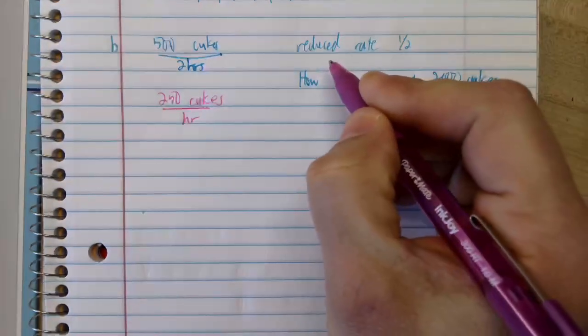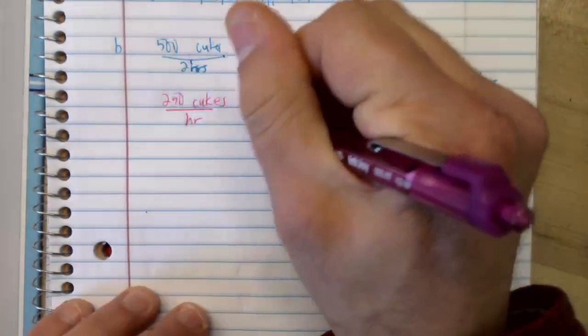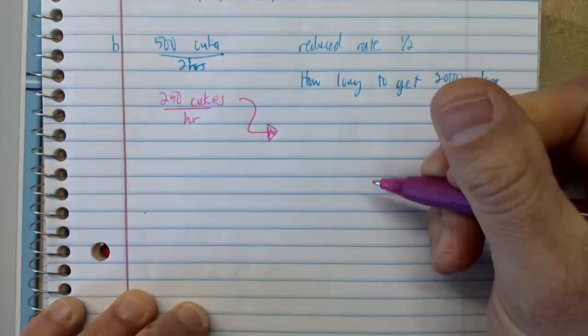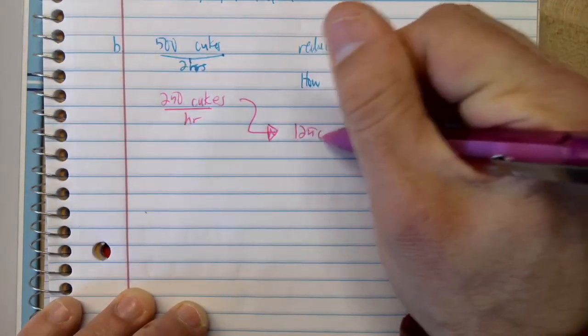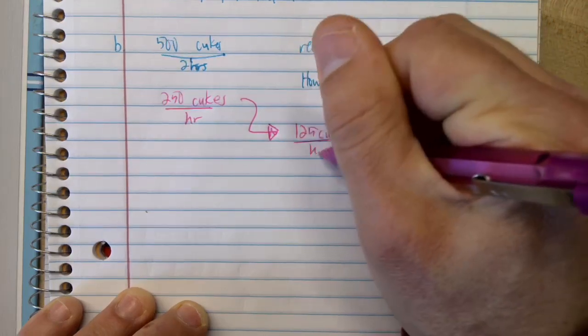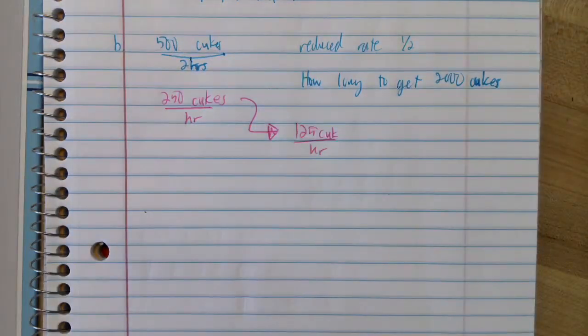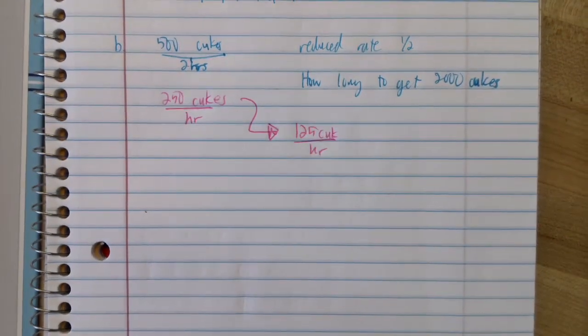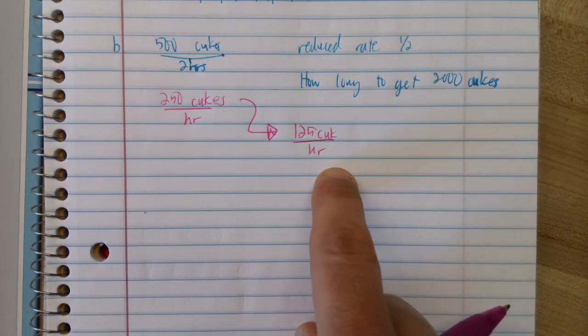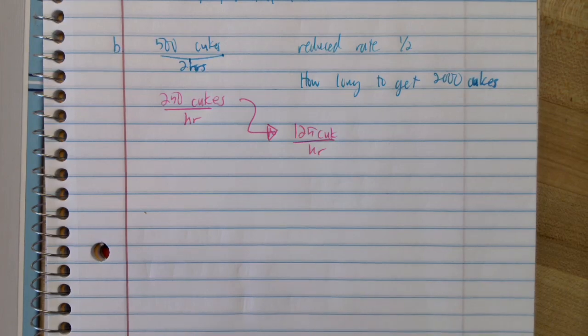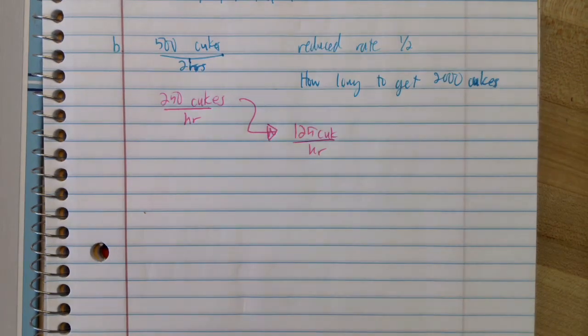And then it says Margot reduced her rate by half because she got tired. So half of that would be 125. 125 cucumbers per hour. Then it said, how long will it take to get to 2,000 cucumbers? How long will it take her at this rate to pick 2,000 cucumbers?